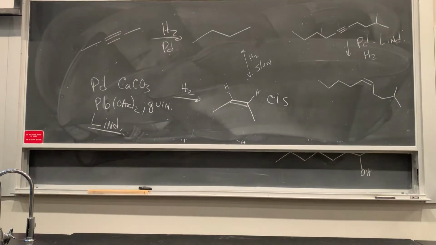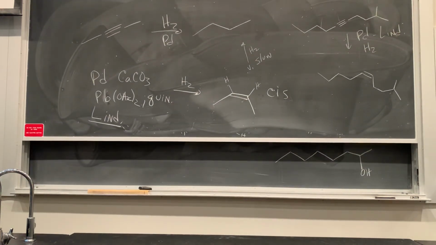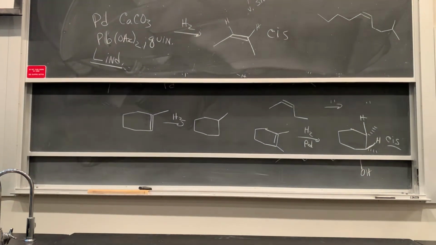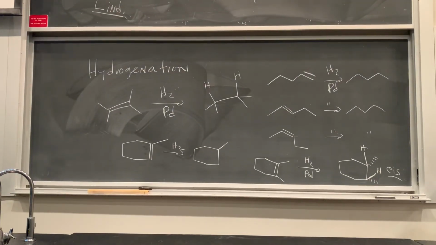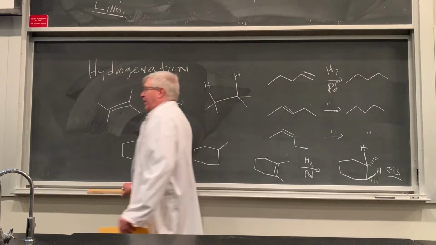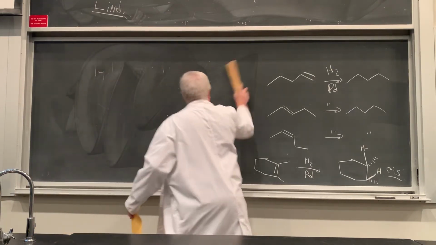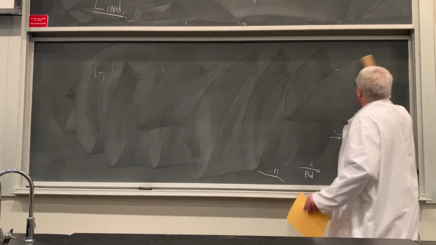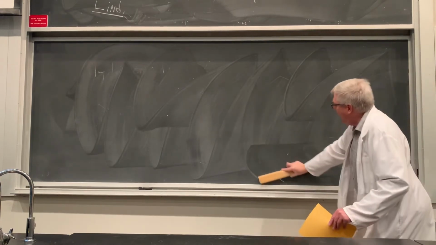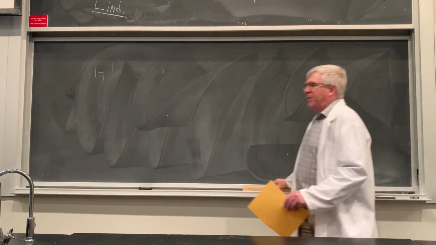Let's look at the other process here, going to the trans product. Okay, so that's the Lindlar reduction. We sometimes call that the half reduction, or the poison catalyst reduction, going from an alkyne to a cis-alkene.